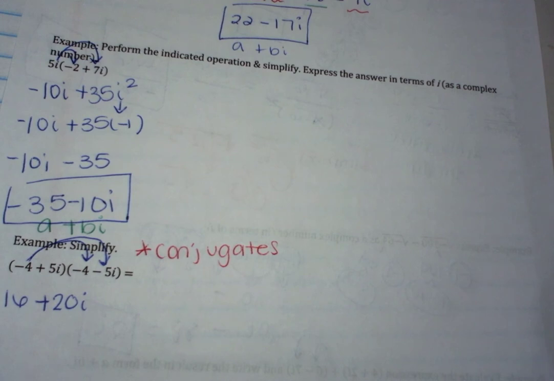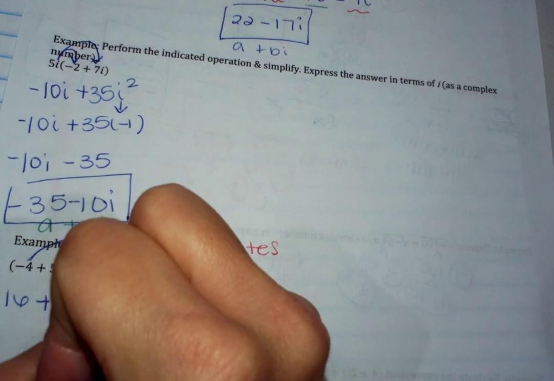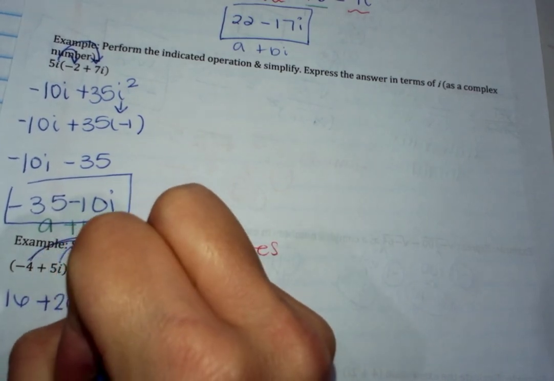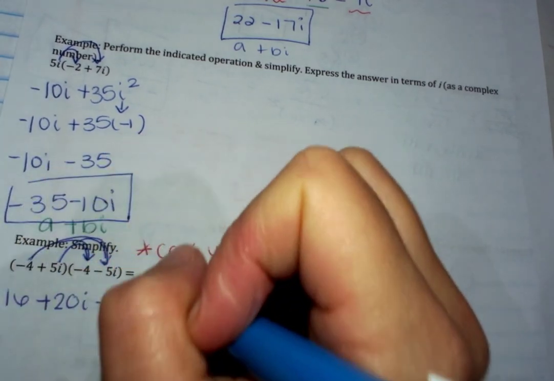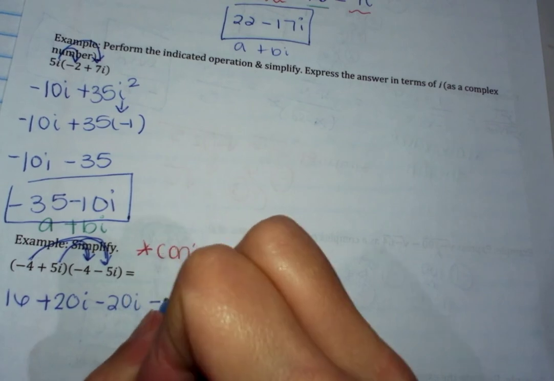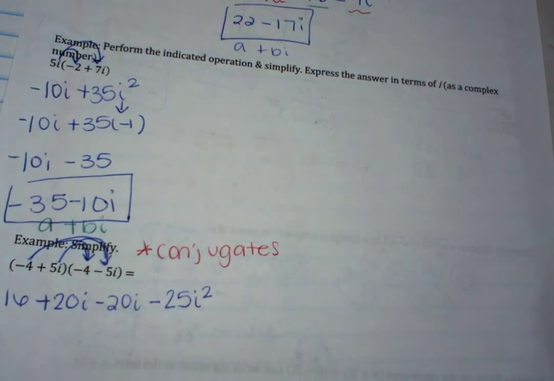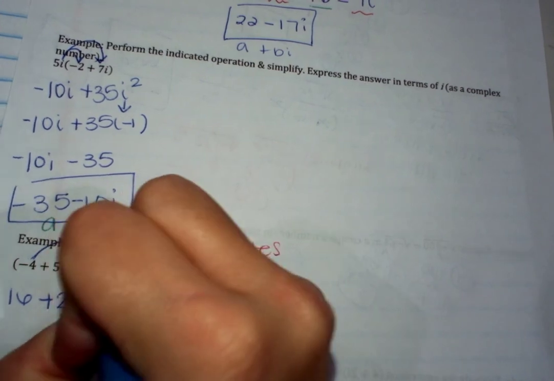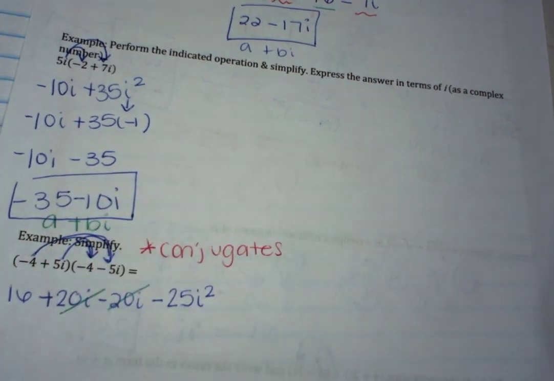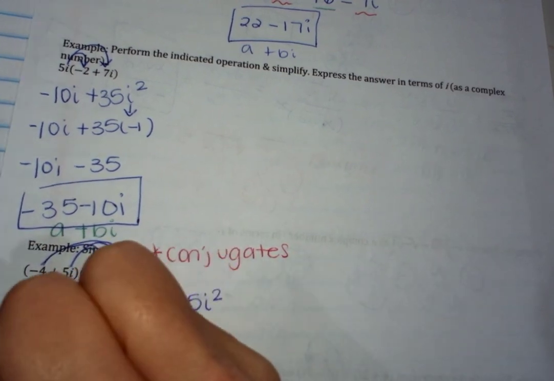So we did negative 4 times everything. Now 5i times everything. 5i times negative 4 is negative 20i. 5i times negative 5i will give us negative 25 i squared, since 5 times 5 is 25 and i times i is i squared. Now we know we did it right because those conjugates, those middles do cancel out. 20i minus 20i, they cancel out. Perfect. So I have 16 minus 25 i squared.